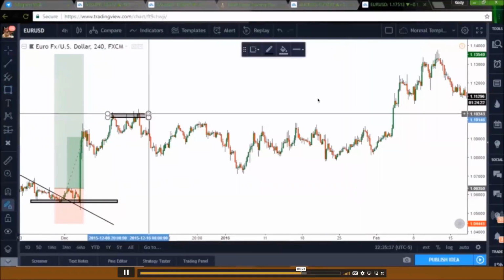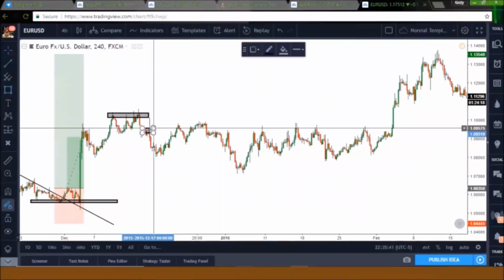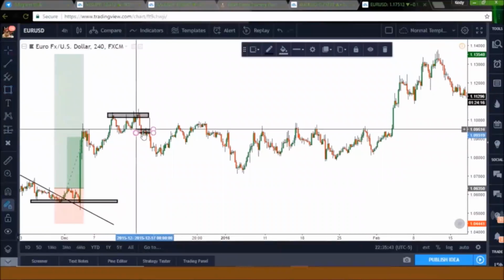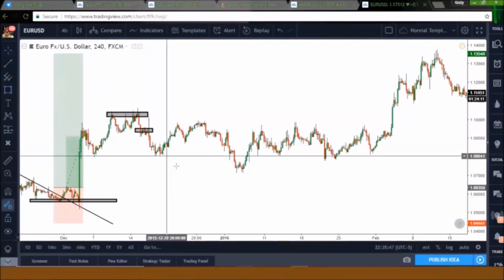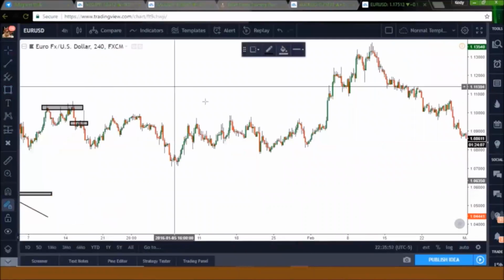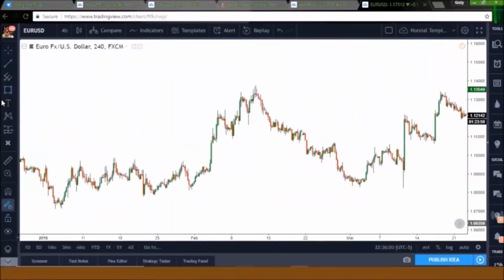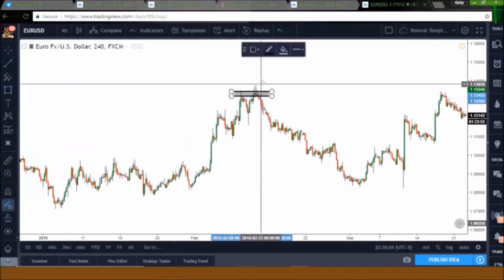Here's your sell trade right here. Boom, there's your stop hunt. Here's your sell trade right here. You got a double top formation, flag formation, counter trend line lower, however you want to look at it. Boom, price flies through, takes you out. Right over here. Guys, look at this. Right here, you take a sell trade up here, wicks through, takes you out.